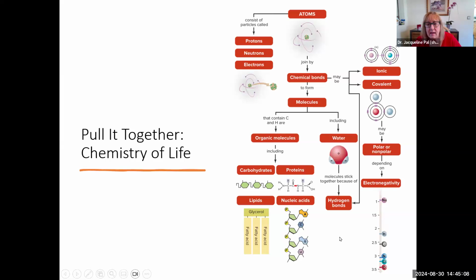Okay. And lastly, here is a small concept map putting together everything about the chemistry of life, just in case you want to see it. And with that, we are done with this whole second lecture series, and I will see you next week. Thank you for all your hard work.